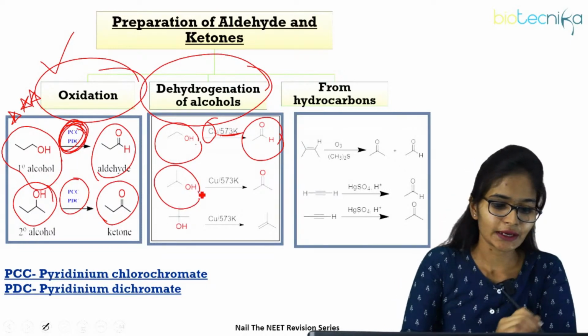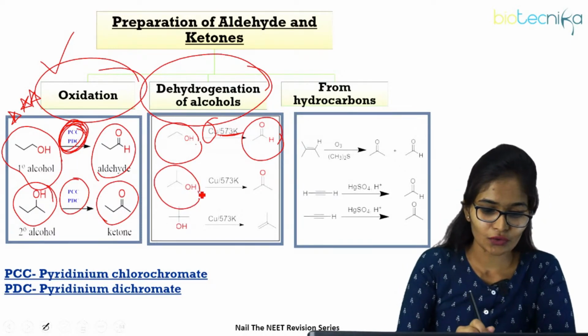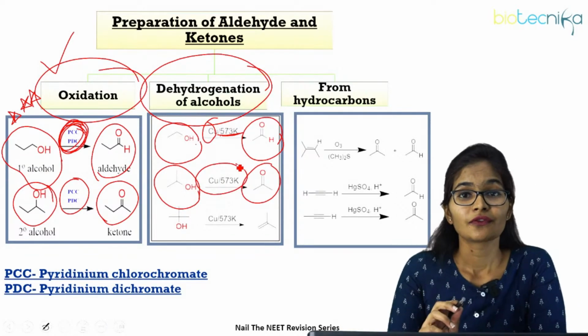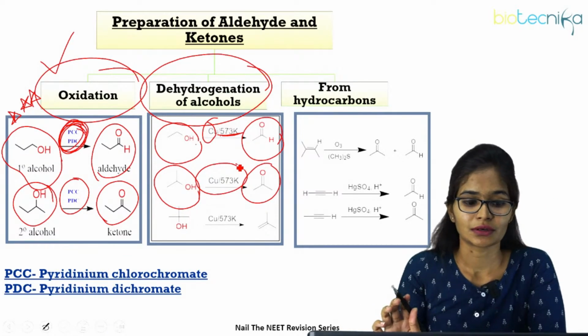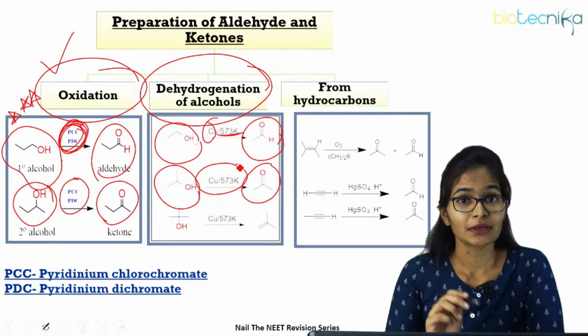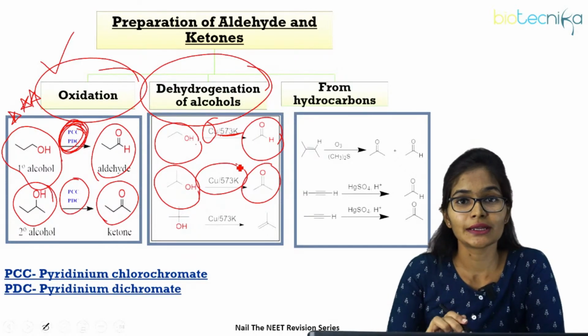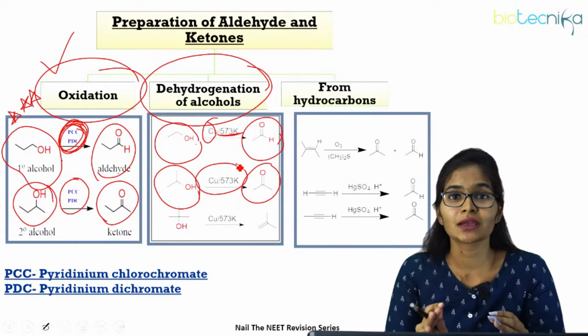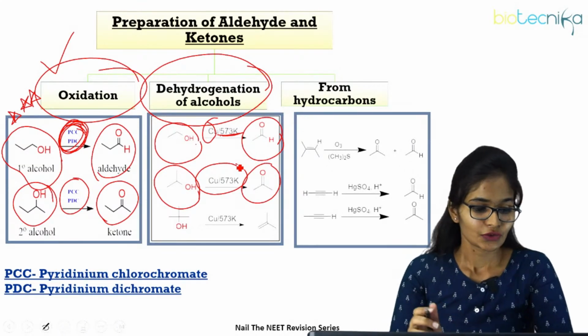Now, secondly, the secondary alcohol will give you ketone upon treatment with copper while maintaining 573 Kelvin temperature. The same thing: the secondary alcohol will give you ketone, and the primary alcohol will always give you aldehyde. So you have to note it. Sometimes, in order to confuse you in the question, they may give it differently, so you have to know.